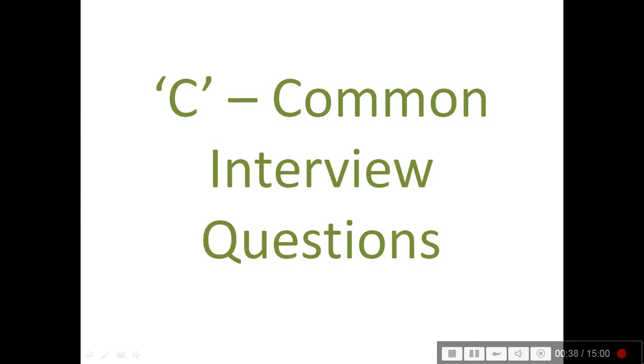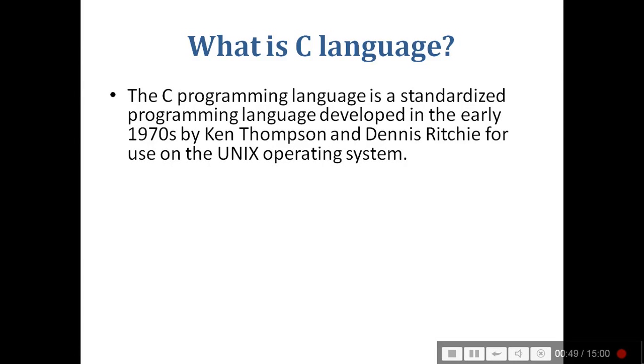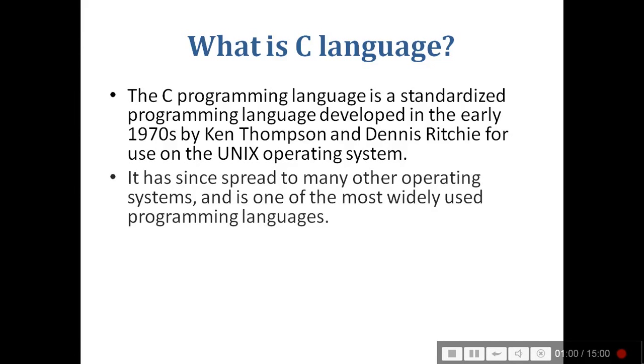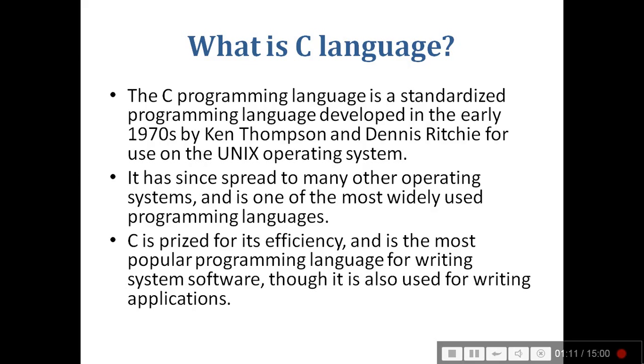So we would like to take up some of those, like the interviewer or the viva person may ask, what is C language? So C language is a programming language. It is a standardized programming language developed in early 1970s by Ken Thompson and Dennis Ritchie for use on the Unix operating system, and it has since then spread, and it is the most widely used programming language. C is prized for its efficiency. Till now, the washing machine and various gadgets use C programming because it is still the fastest.